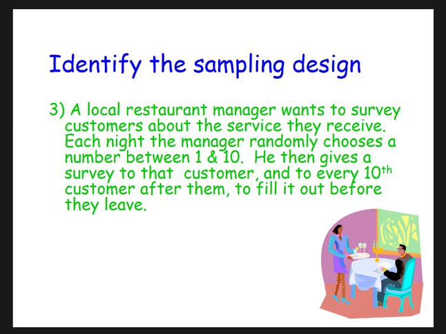A local restaurant manager wants to survey customers about the service they receive. Each night, the manager randomly chooses a number between 1 and 10 and then selects that customer and then every 10th customer after that. Well, this is obviously a systematic sample. They choose a starting point and the system chooses all the ones from there.